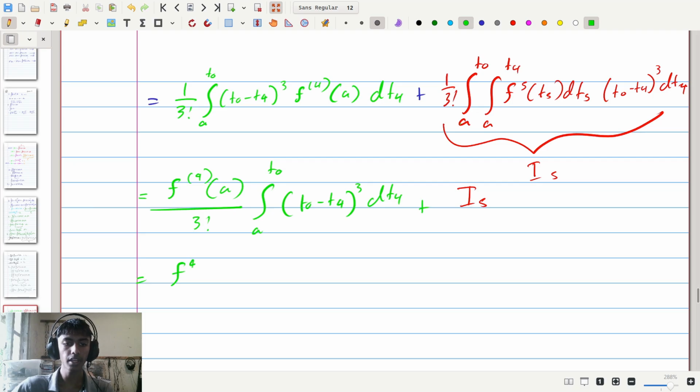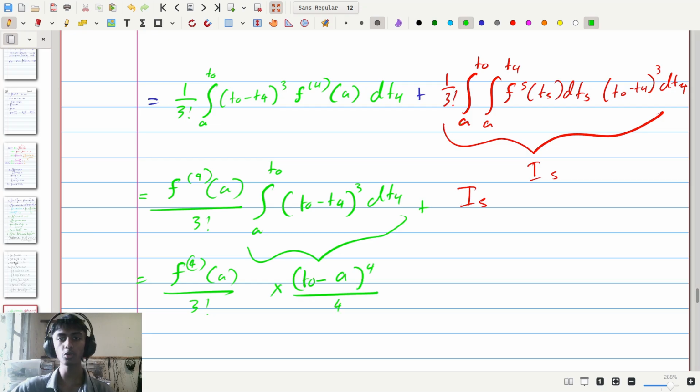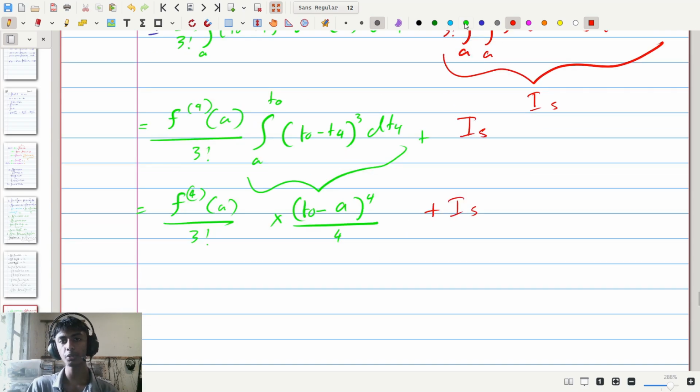Here we have f4(a) over 3 factorial, and we know from the lemma that this thing, as we saw previously, I'm not going to go into how we solve it because you can do that yourself. This is going to be (t0 minus a) to the 4th power over 4. So these two multiplied together plus the extra I5 over here. So now here I'm actually going to simplify the green part by taking this 4 and the 3 factorial and writing that as divided by 4 factorial. And then here I'm going to take this part and write that as (t0 minus a) to the 4th power times f4 evaluated at a, plus integral number 5.